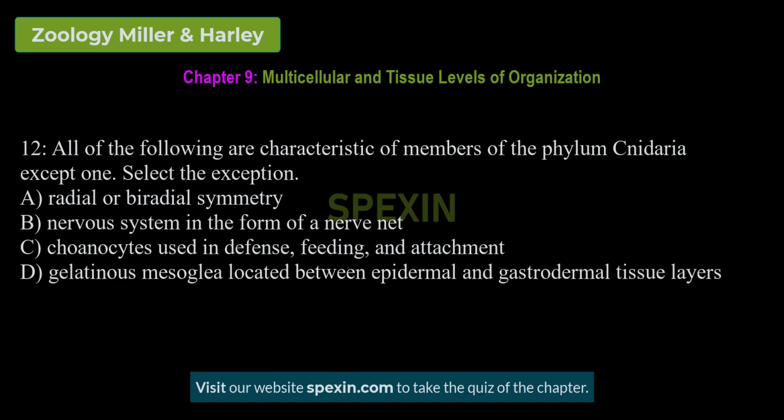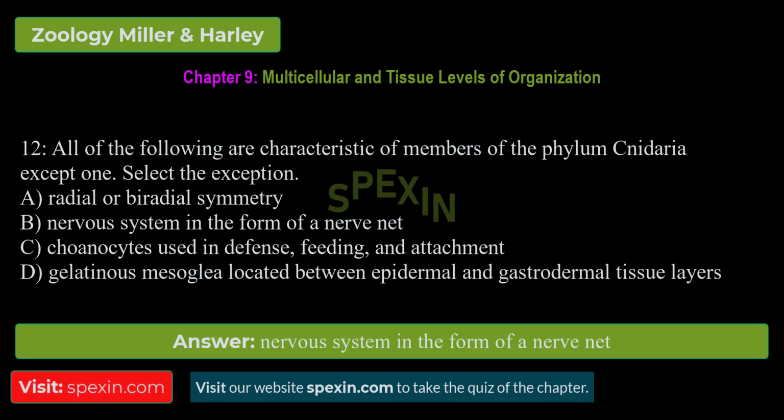All of the following are characteristic of members of the phylum Cnidaria except one. Select the exception. Radial or biradial symmetry. Nervous system in the form of a nerve net. Choanocytes used in defense, feeding, and attachment. Gelatinous mesoglea located between epidermal and gastrodermal tissue layers. Correct answer: choanocytes used in defense, feeding, and attachment.